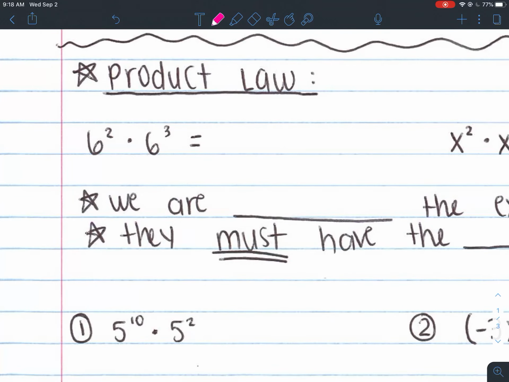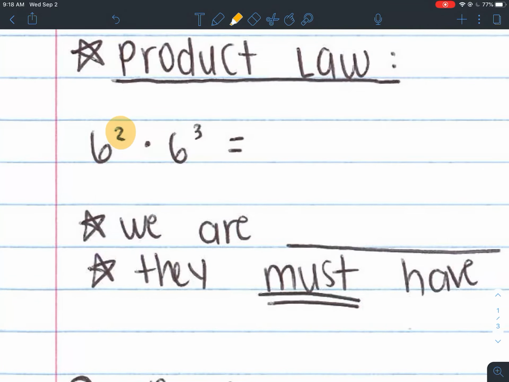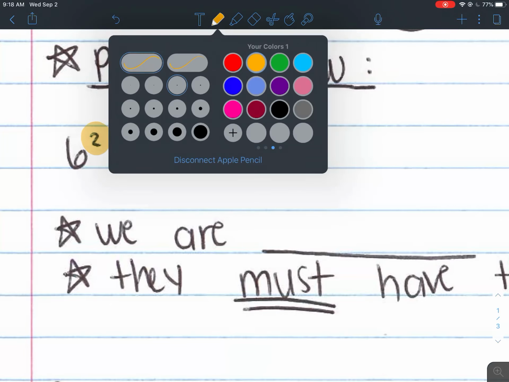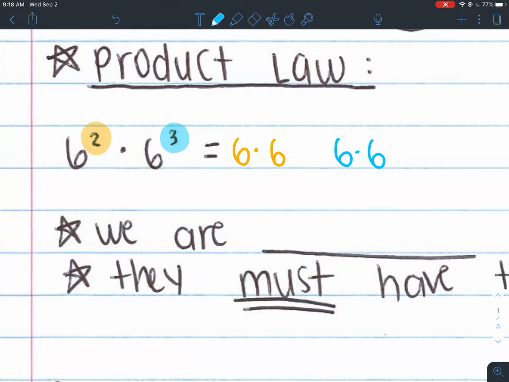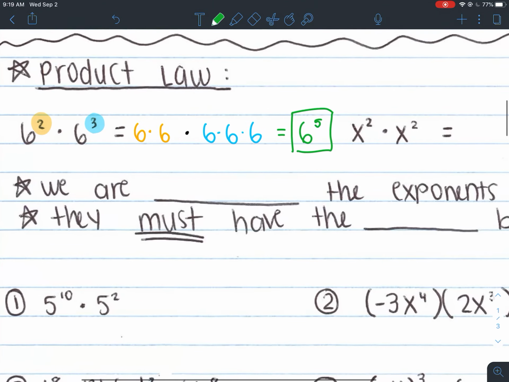So 6 squared times 6 cubed. Well, what does 6 squared mean? 6 squared means I have 6 times itself 2 different times. And then what does 6 cubed mean? 6 cubed means I have 6 times itself 3 different times. And in the middle of these, I have that multiplication sign. So in total, how many 6's am I multiplying all together? I'm multiplying all together 5 6's. So this would be 6 to the 5th. I would have 2 6's times 3 6's, so in total, I have 5 6's being multiplied together.